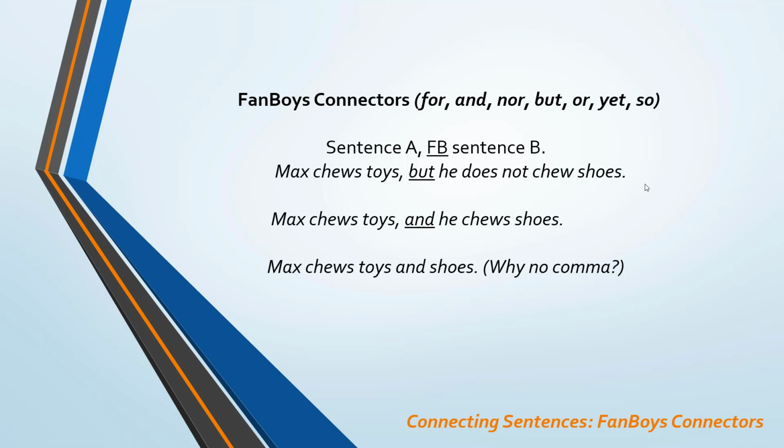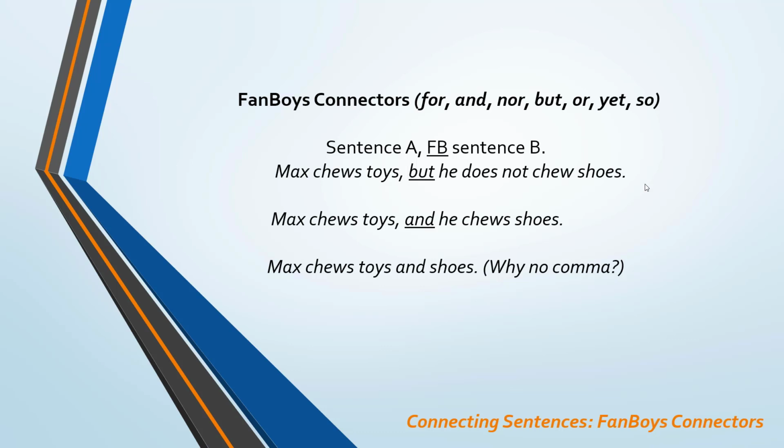If I use a different connector, I get a different meaning to my sentence, a different connection between the ideas. Max chews toys, comma, and he chews shoes. That's a very different dog than the one in the first sentence. Notice the last sentence here. Max chews toys and shoes. Why isn't there a comma in this one?